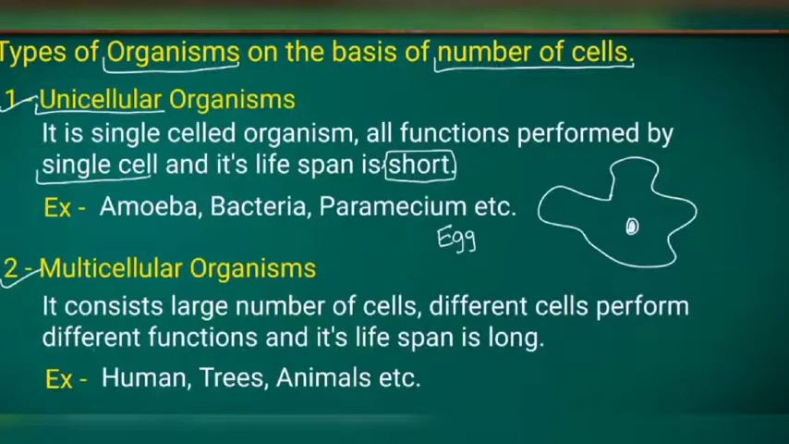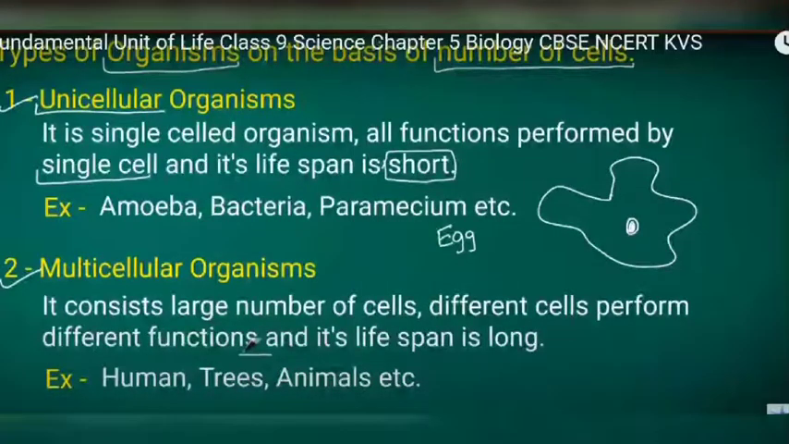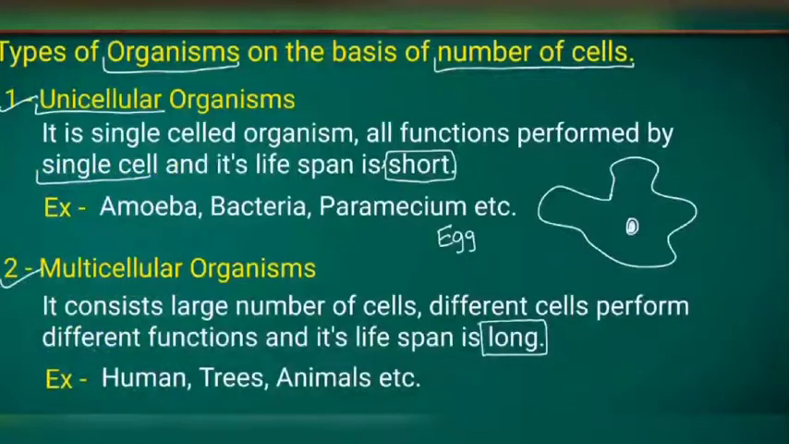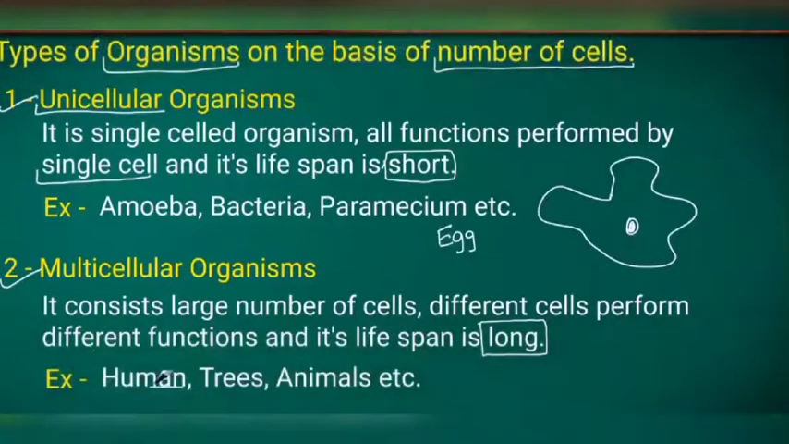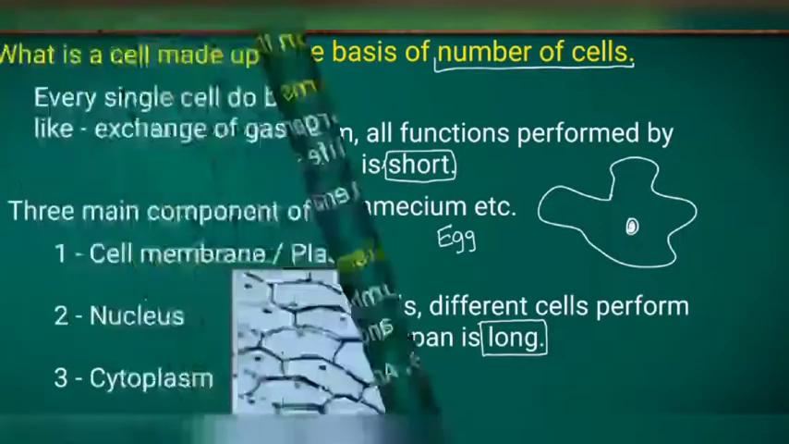For example, humans, trees, animals, these are examples of multicellular organisms. If any organism is made up of more than one cell, then we consider it as a multicellular organism.